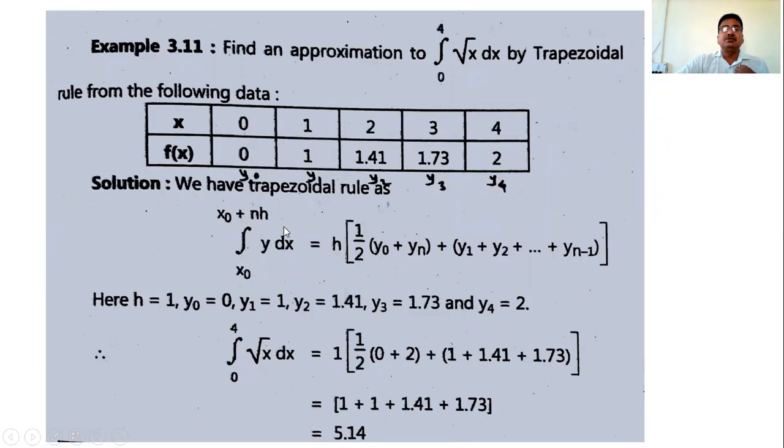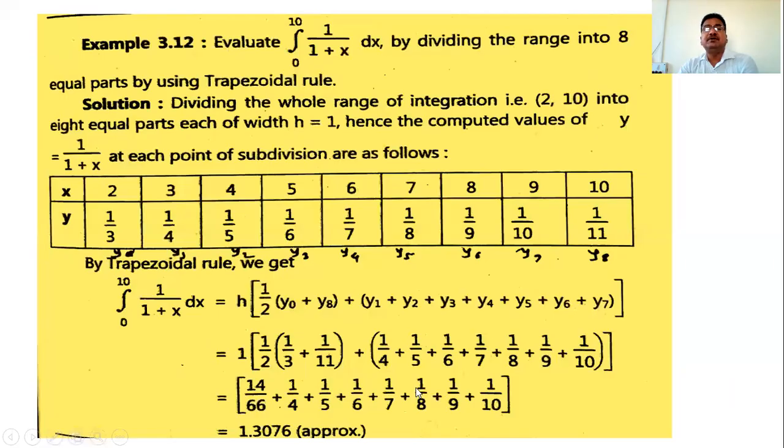Write the trapezoidal rule directly for this example. By using the trapezoidal rule, the integration from 0 to 4 of root x dx is equal to h by 2 times y0 plus y4, plus 2 times y1 plus y2 plus y3, and then substitute the values. h is 1 because the points are 0, 1, 2, 3, 4, so the common difference is 1. These values are y0, y1, y2, y3, y4. Substituting the values, we get the answer 5.14 by using the trapezoidal rule.